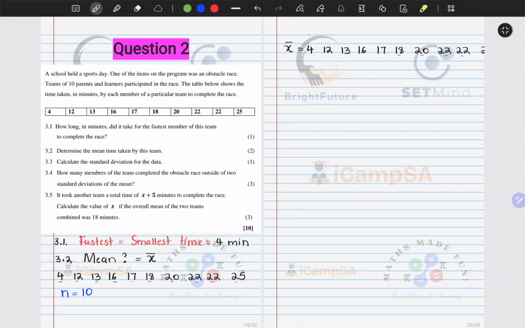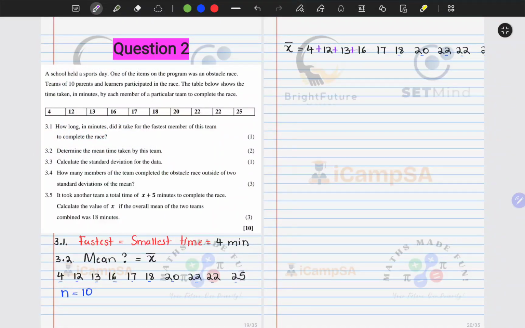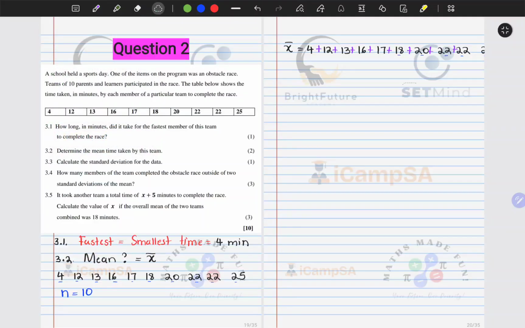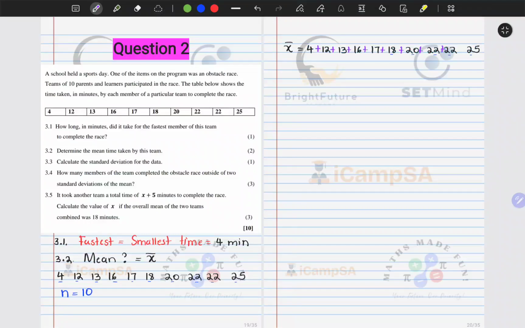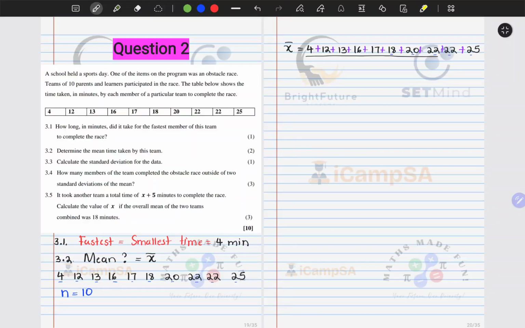So let's go ahead and sum this. I'm just going to put plus signs. Are we missing any? Yes. So plus, and then we're just going to divide by 10. I'm quickly going to use my calculator on the side in order for us to compute this.